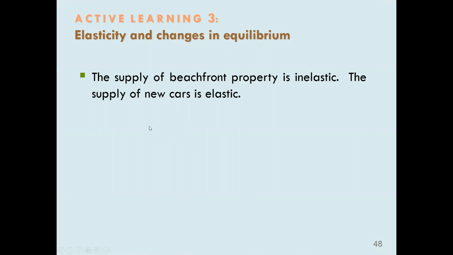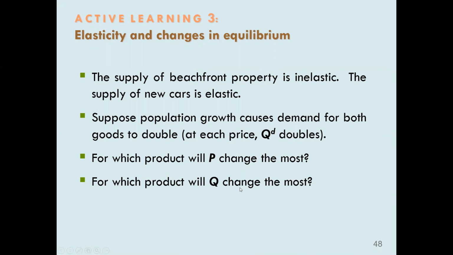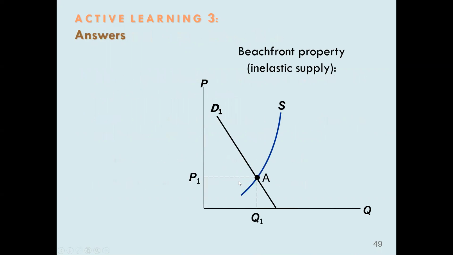At this moment, I want us to look at this active learning. Here we want to look at how elasticity affects changes in equilibrium. So the supply of beachfront property, as we have noted earlier on, is inelastic. The supply of new cars is elastic. So suppose population growth causes demand for both goods to double. At each price, quantity demanded doubles. Now, for which product will price change the most? And for which product will quantity change the most?